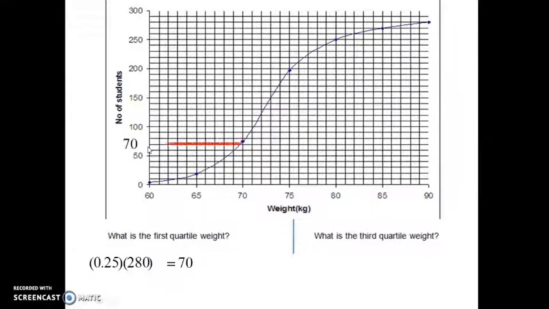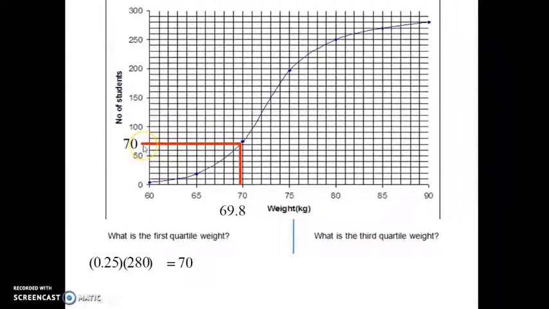So 70 is here. You go across to your curve, then you go down, and it's right about here. And that is about 69.8. So that tells us that the first quartile weight is 69.8. That means 25% of students are 69.8 kilograms or less, and 75% of students this way are heavier than 69.8. So again, 25% this way, 75% this way.